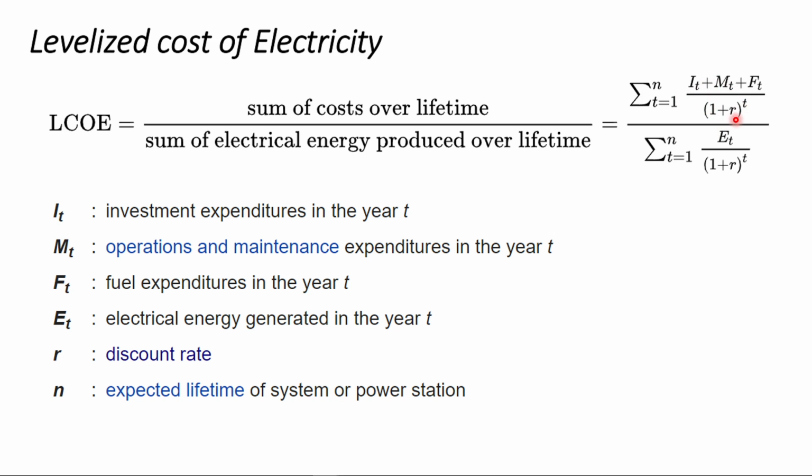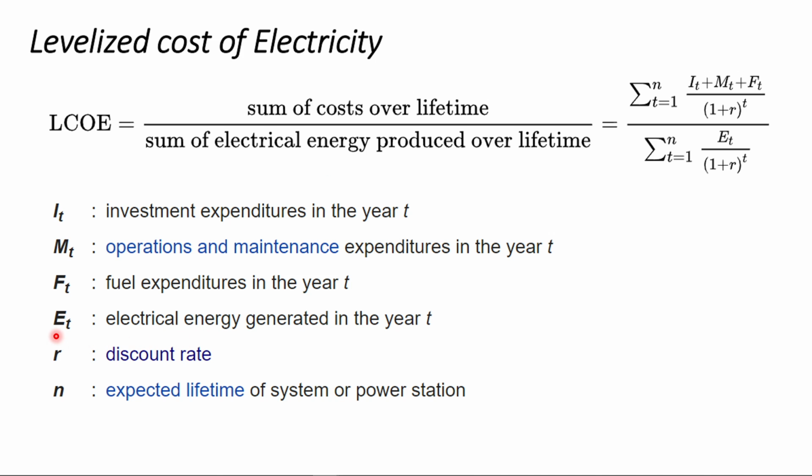I, M, and F, that goes on top. And here is our friend, the discount factor, because we're looking at it over the entire lifetime. We'll discount all these costs every year, over the years to the present, and then we divide by how much electricity this power plant actually produced. And that's much simpler.